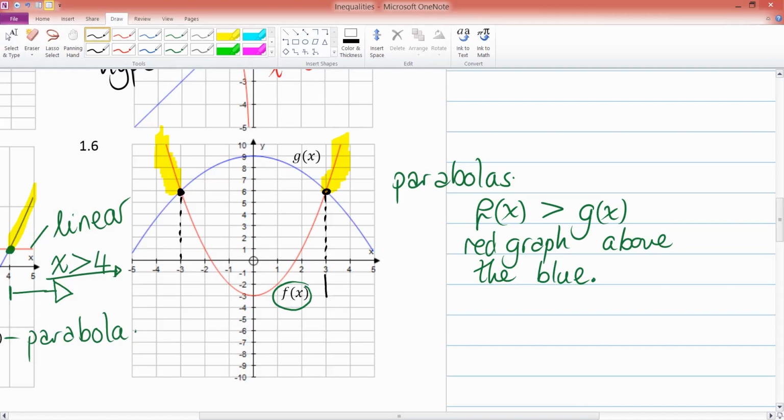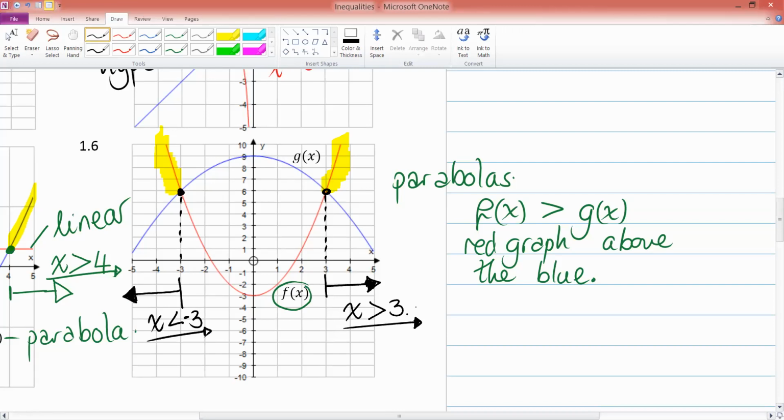So it's from 3 going which way? That way on your number line. So x is greater than 3. That's one answer. Then the other one, it's everything going which way? That way. So the second one, x is less than -3, sorry.